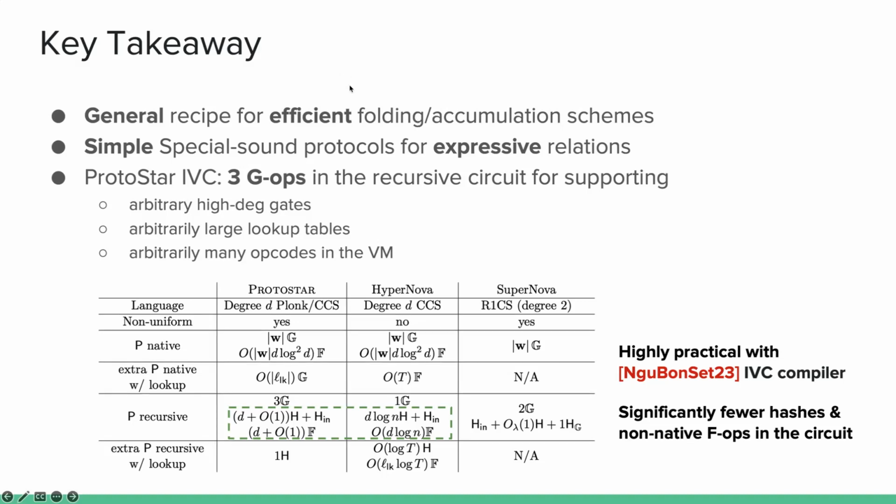And on the other hand, we also propose some simple special sum protocols for some expressive relations. And combining these two gives us Protostar, which is an IVC scheme in which the recursive circuit is only dominated by 3 group operations, but it can support arbitrarily high degree gates, arbitrarily large lookup tables, and arbitrarily many opcodes in the VM instruction set. And that's it. Thank you so much.